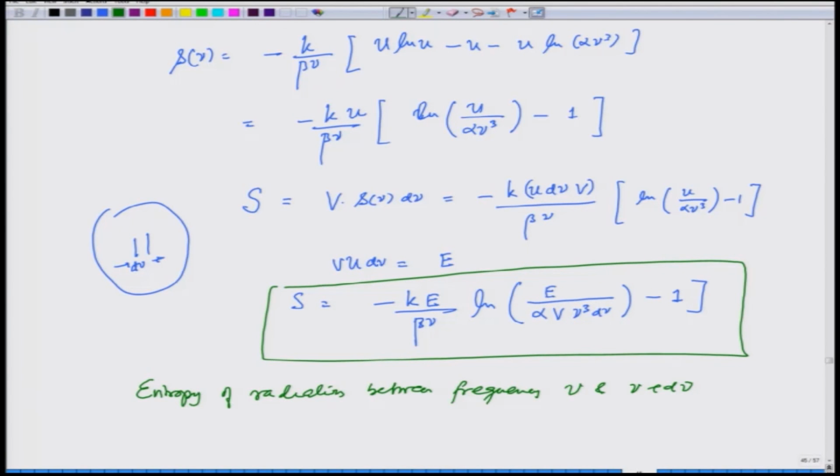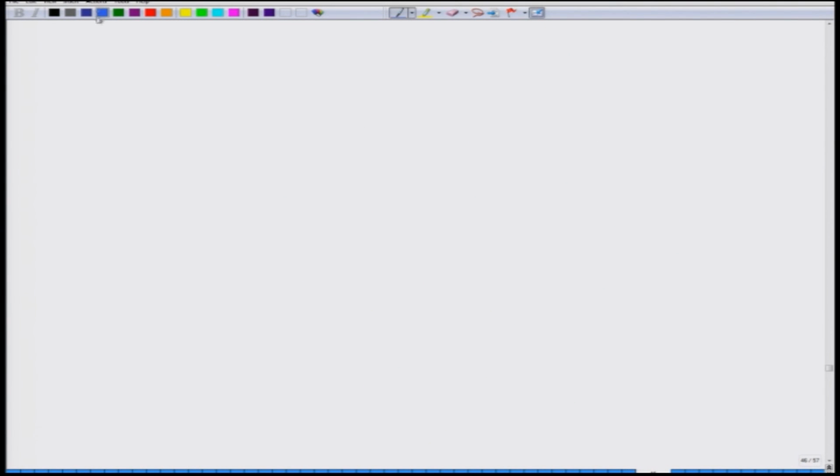Now, consider changing the volume from V1 to V2, keeping E unchanged, keeping the energy of the system unchanged. Then S1 is going to be minus k E over beta nu, log of E over V alpha nu cubed d nu, minus 1. This is for V1.